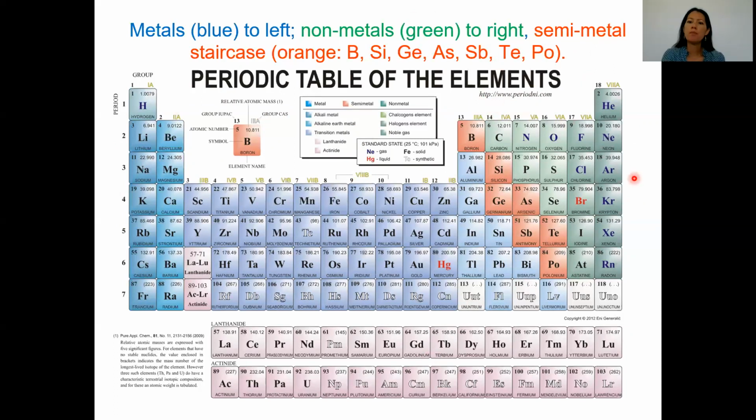This becomes important because there's different reactivity. Metals combine with non-metals to form ionic compounds. Two non-metals combine to form covalent compounds. So there's different bonding, different reactivity.